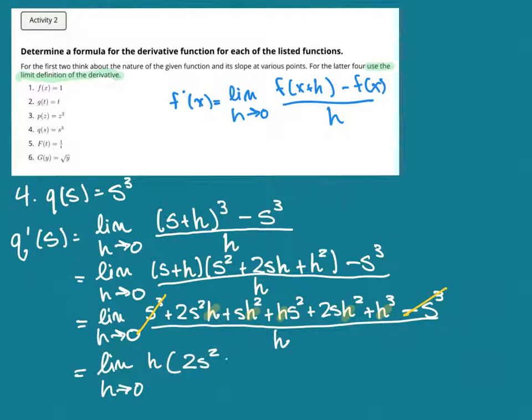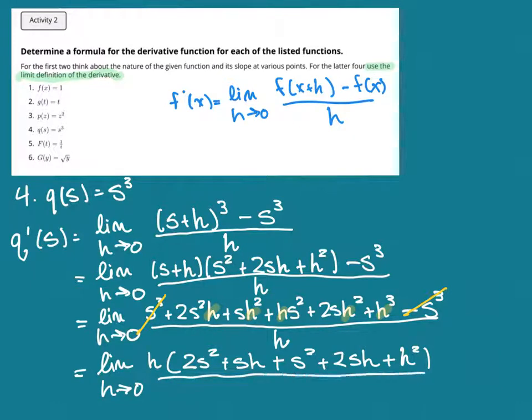2s squared plus sh plus s squared plus 2sh plus h squared. Did I succeed? Did we actually reduce everything by a single power of h? H is gone, h reduced, h is gone, h reduced. All right, cancel those out, and now we get to take our limit, right?